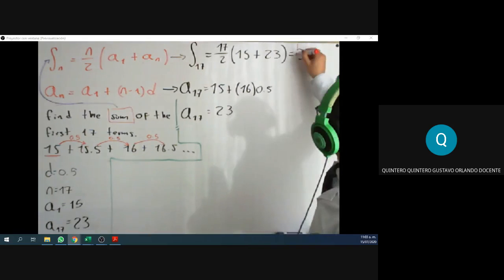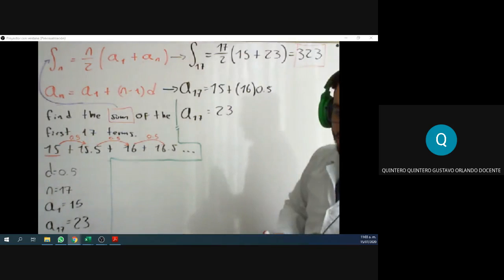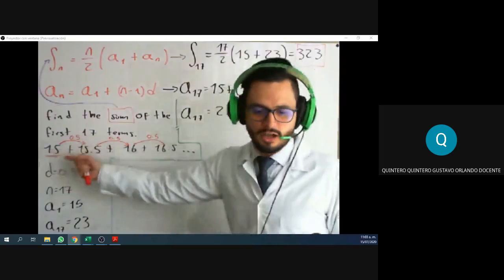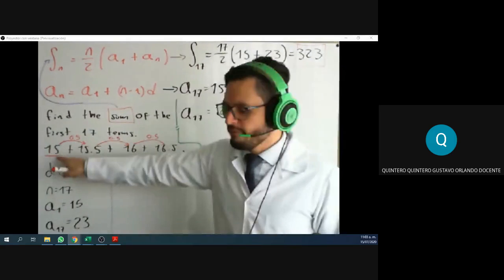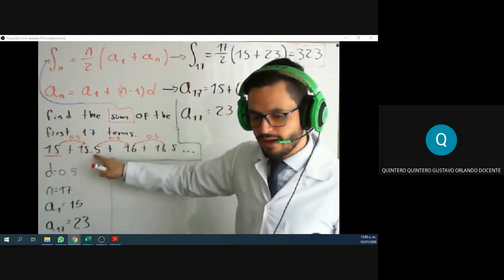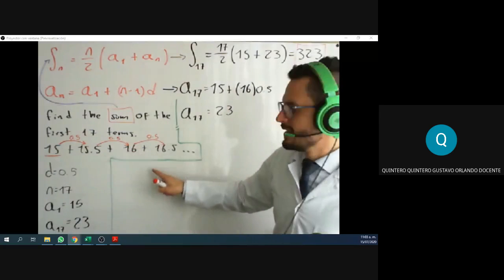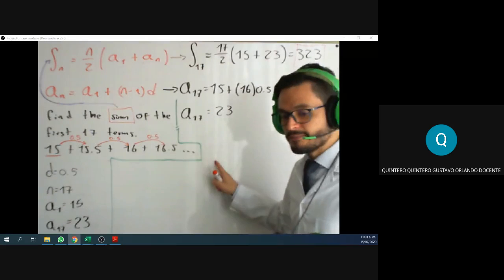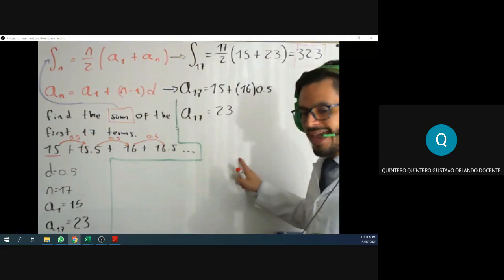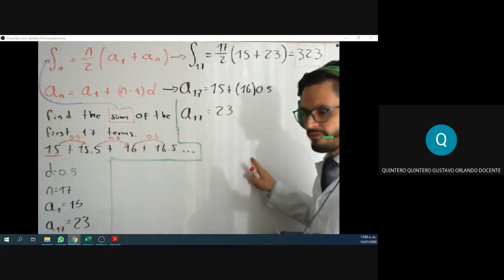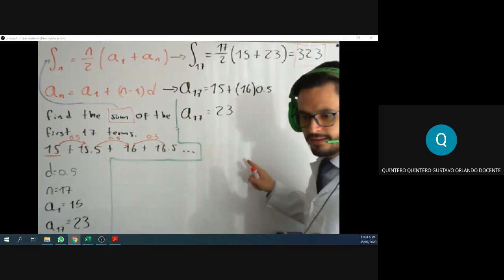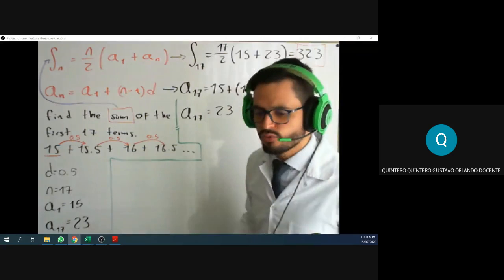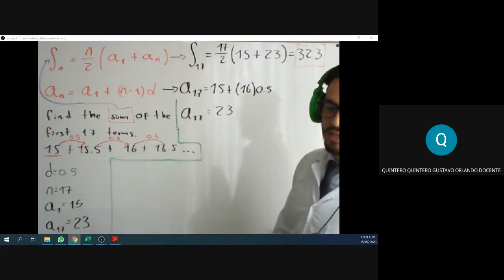What is this number that we just found? Again, that is the addition, the sum of the first 17 numbers of this sequence. So 15 plus 15.5 plus 16 plus 16.5 plus 17 plus 17.5 plus 18 plus 18.5. Did you get it? That addition all the way till the number 23 will give us 323.